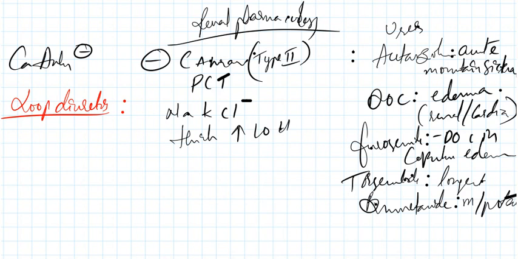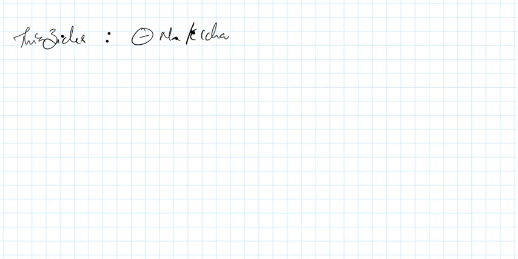Okay. Now coming to the next group of drugs, that is thiazides. Right. How do thiazides work? Thiazides' mechanism of action is that they block the sodium chloride co-transporter.